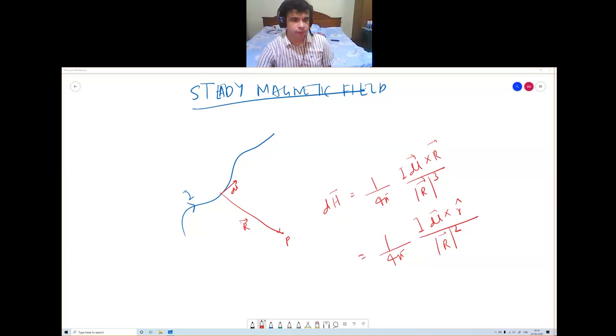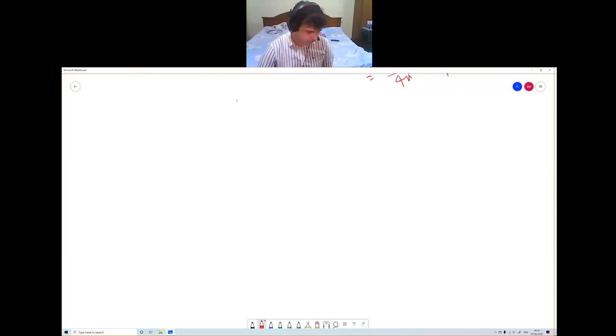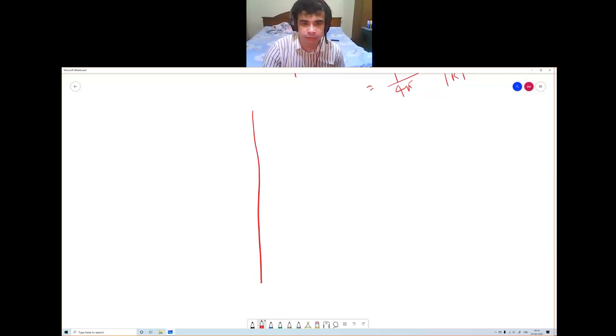Let us solve some problems. I have got an infinitely long straight wire along z direction. The current I is flowing along plus z direction. This is my coordinate axis. This is my z, this is my x, this is my y. What is the value of magnetic field at this position P?